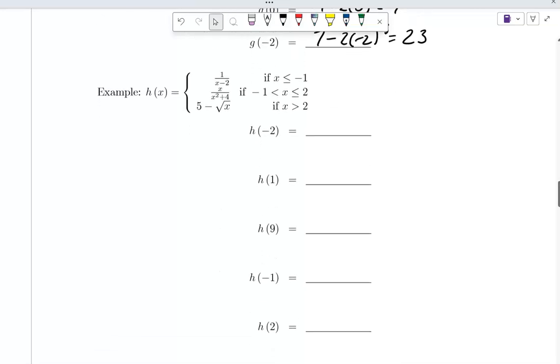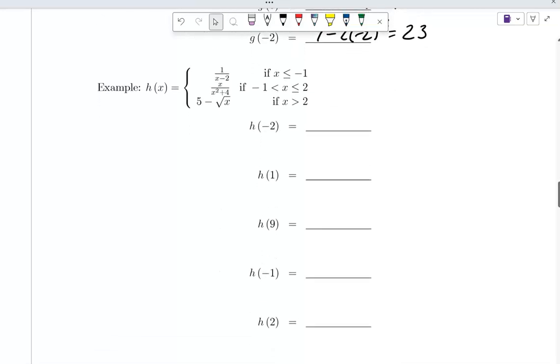Work on the next one. There's 5 of them to do there. Work on the next one, and then we'll chat about it.